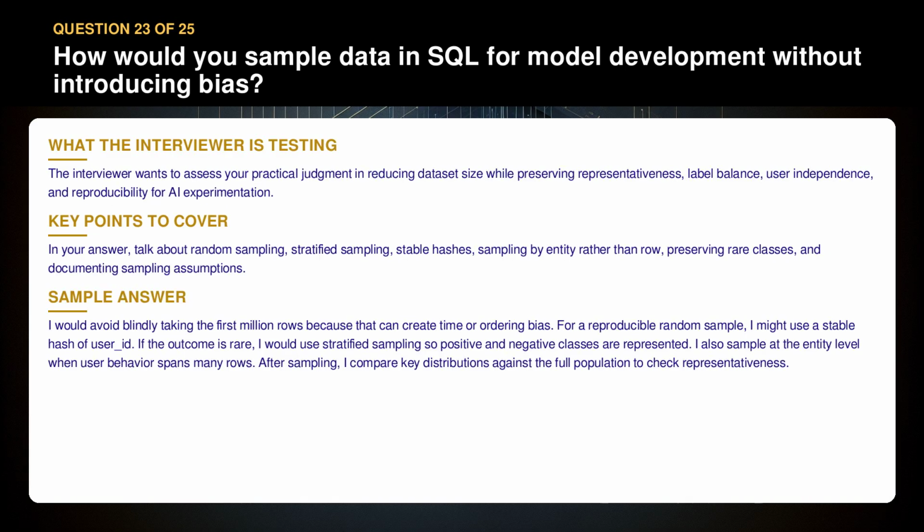I would avoid blindly taking the first million rows because that can create time or ordering bias. For a reproducible random sample, I might use a stable hash of user ID. If the outcome is rare, I would use stratified sampling so positive and negative classes are represented. I also sample at the entity level when user behavior spans many rows. After sampling, I compare key distributions against the full population to check representativeness.